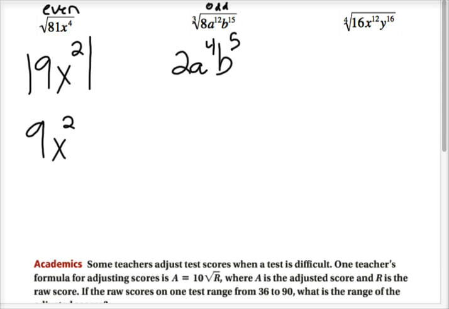All right, now here is another even case. So the fourth root of 16 is 2. X to the 12, again, divide. 12 divided by 4 gives you 3. Y to the 16, we'll divide 16 by 4, leaves you 4. And again, because that index is even, we need to consider the absolute value of our answer.